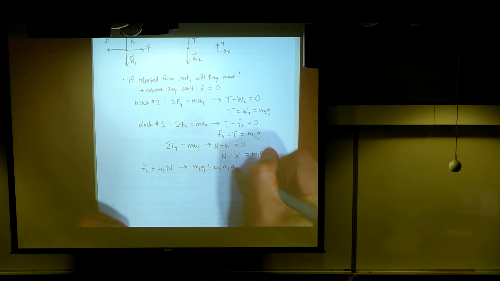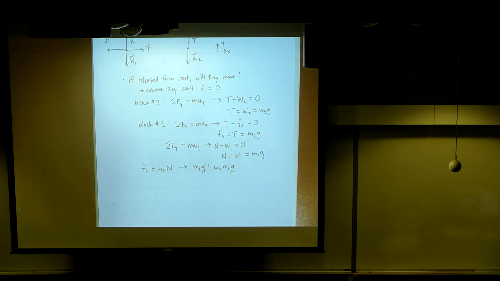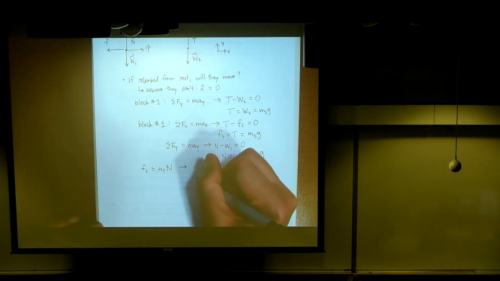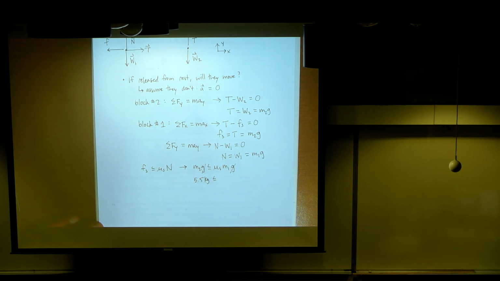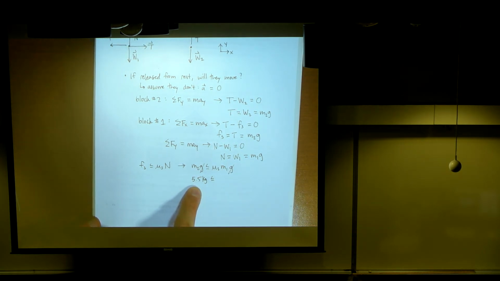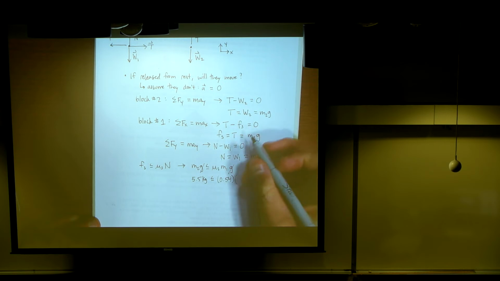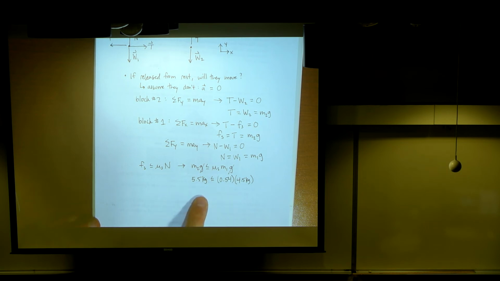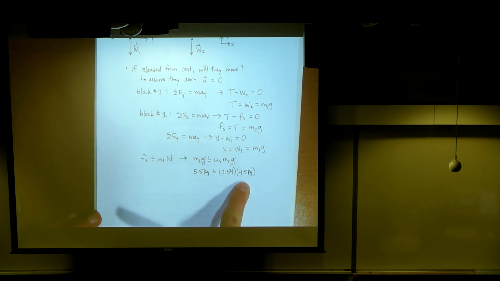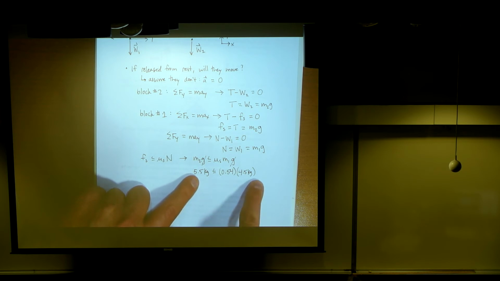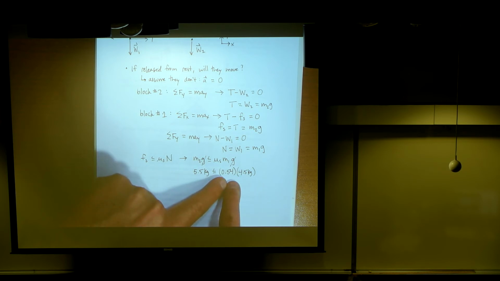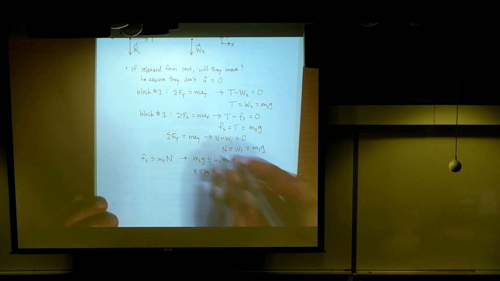And actually, we can cancel out g, which will make that even simpler. So basically, m2, what is that? That was 5.5 kilograms. I need that to be less than or equal to μs, which is 0.54 times m1, which is 4.5. Does that work? Is it true that 5.5 is less than all this? No, that doesn't work, right?